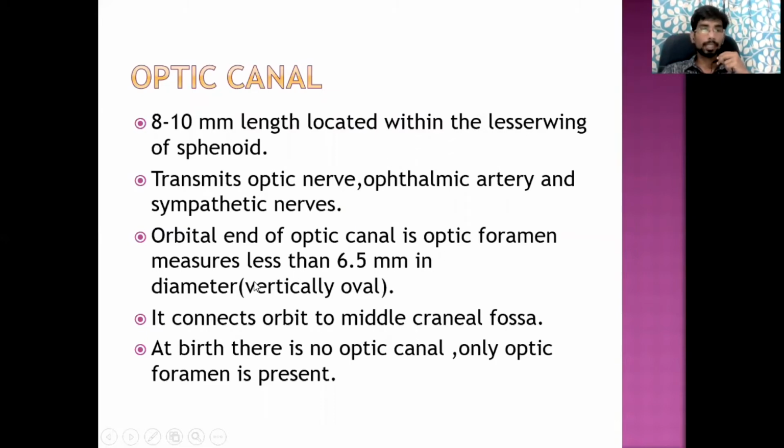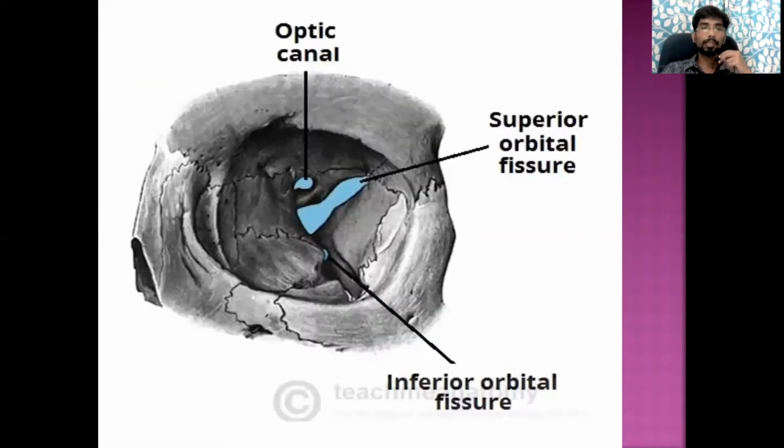The orbital end of the optic canal is the optic foramen. It is less than 6.5 mm in diameter. So basically, the optic canal connects the orbit to the middle cranial fossa.